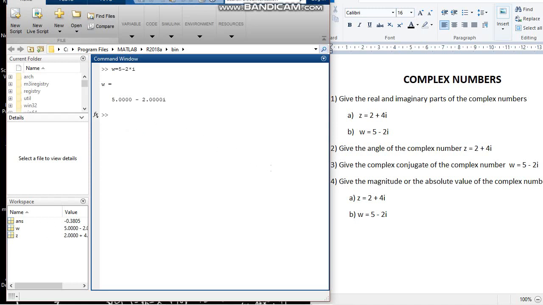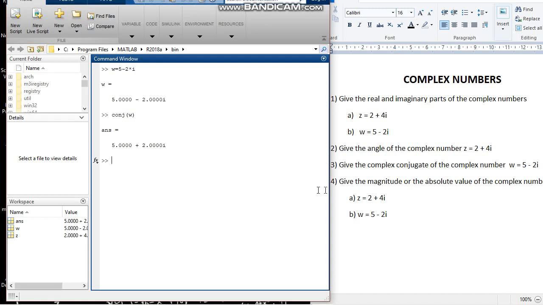To find a complex conjugate of a complex number in MATLAB, you simply use the command conj. So to find the complex conjugate of w, I'll simply type in conj of w. It's going to return the complex conjugate of w, which is 5 plus 2i. We notice that w is 5 minus 2i, so its complex conjugate is 5 plus 2i. As an assignment, you can find the complex conjugate of z using MATLAB.